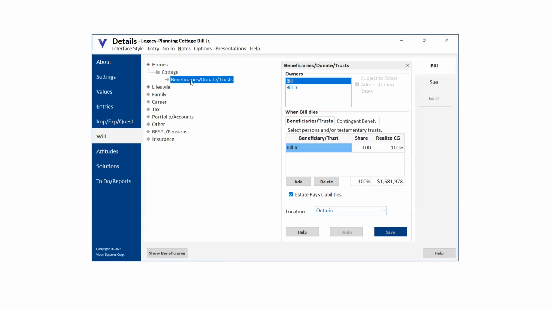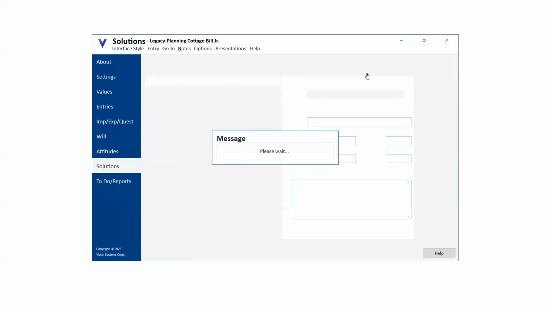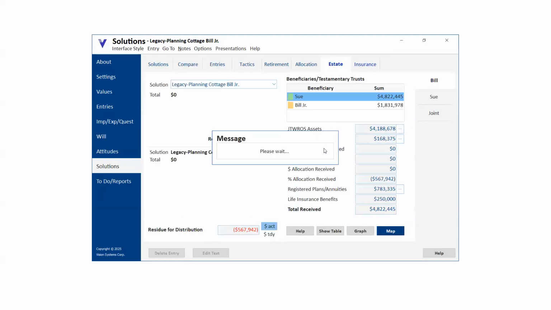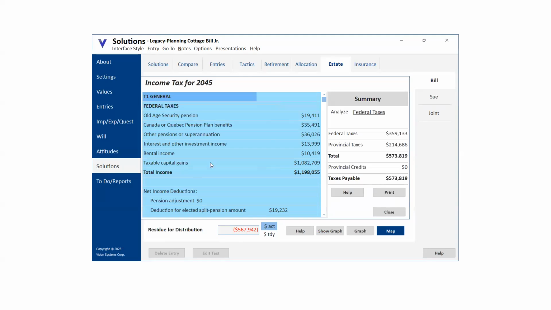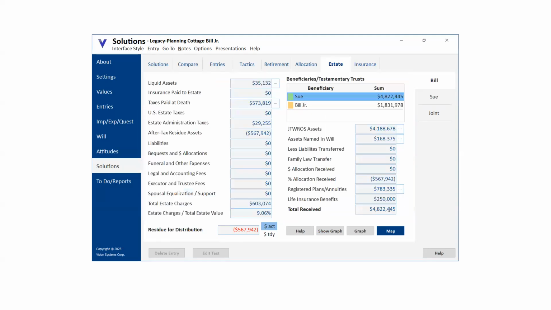So in his former relationship, his previous wife ended up with the house. He ended up with the cottage. It's his asset. And he says, Sue, you get everything else. Bill Jr. has to get something. It's the Smith family cottage. I'll leave the cottage to him. Then Bill Jr. gets the cottage, but capital gains are realized, paid by Bill's estate. So if we go back now and have a look at the estate tab, what we see is that it's $500,000 underwater, and it's all because of the capital gain on the cottage.